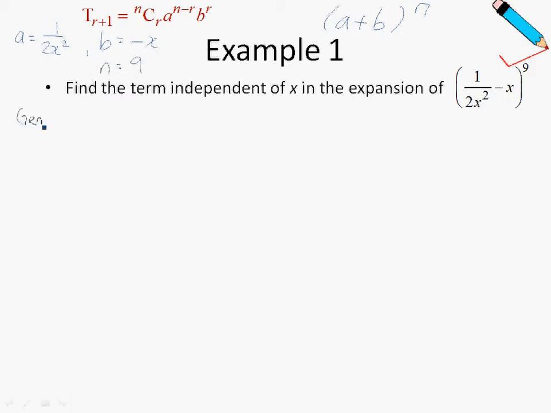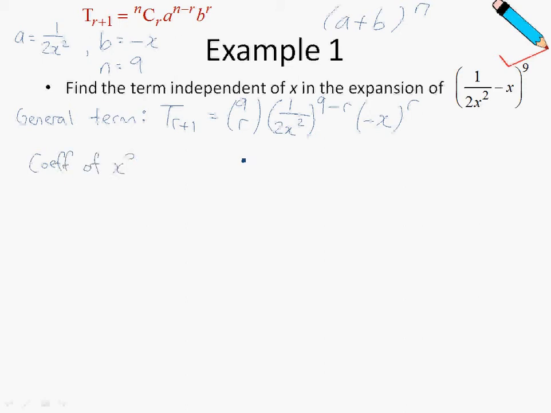First I write out the general term. The general term, as given from the formula above, T_(r+1) will be equal to n, which is 9 in this case, choose r, a, which is 1 over 2x squared to the power of n minus r, so 9 minus r, and b, which is negative x to the power of r. Since I want to find the coefficient of x power 0, what I'm going to do here is to first simplify the expression that you see over here.